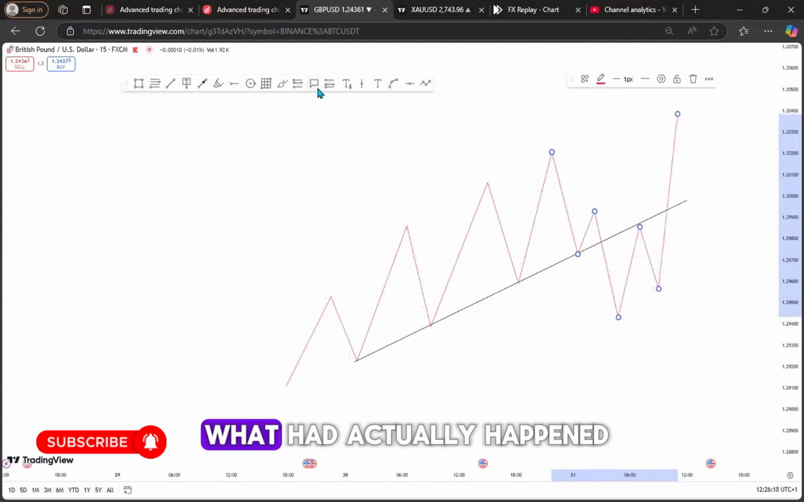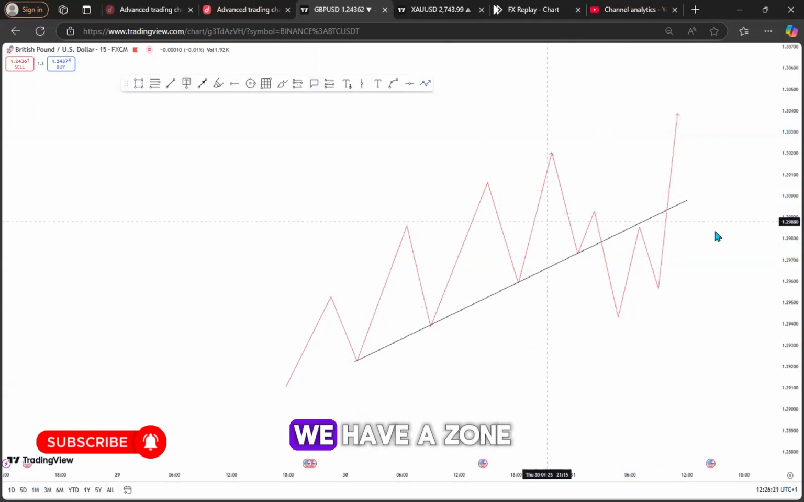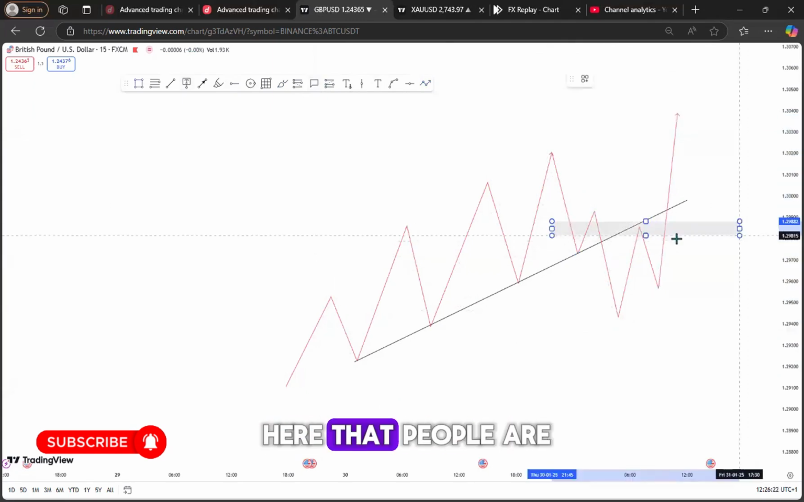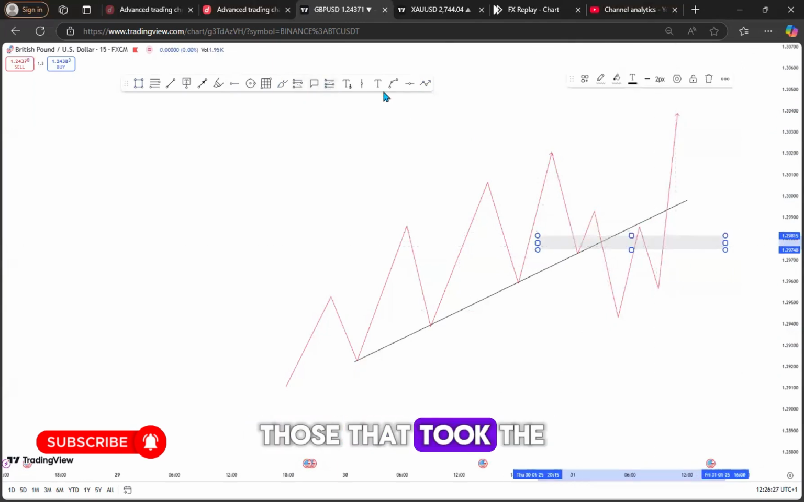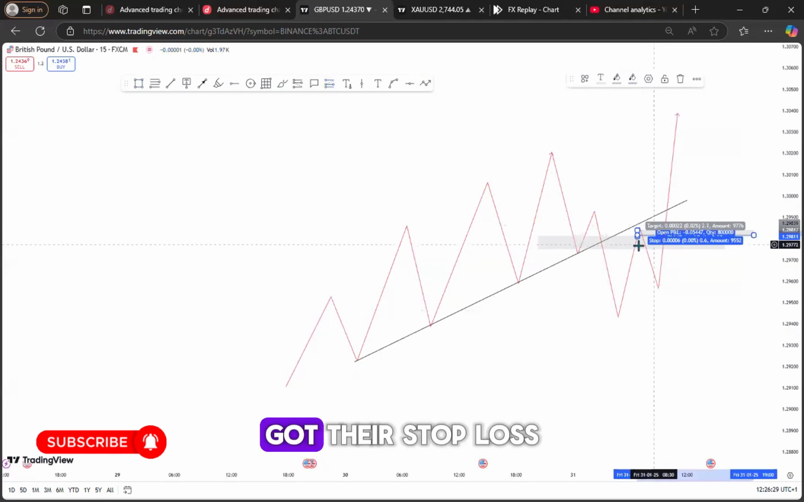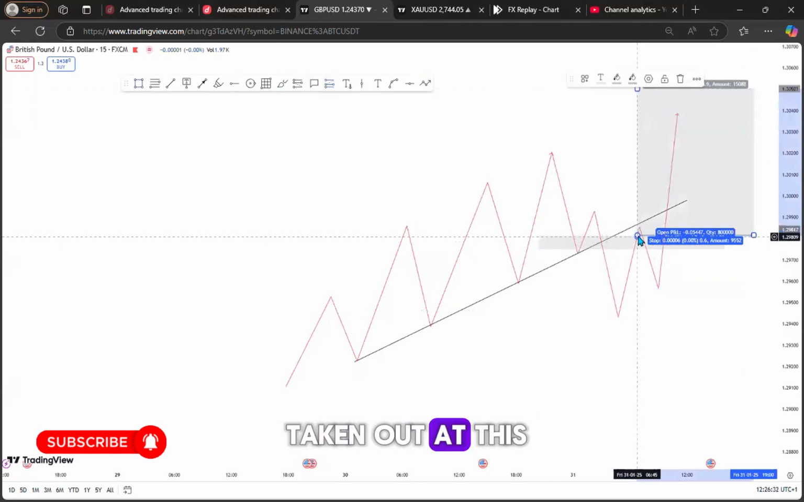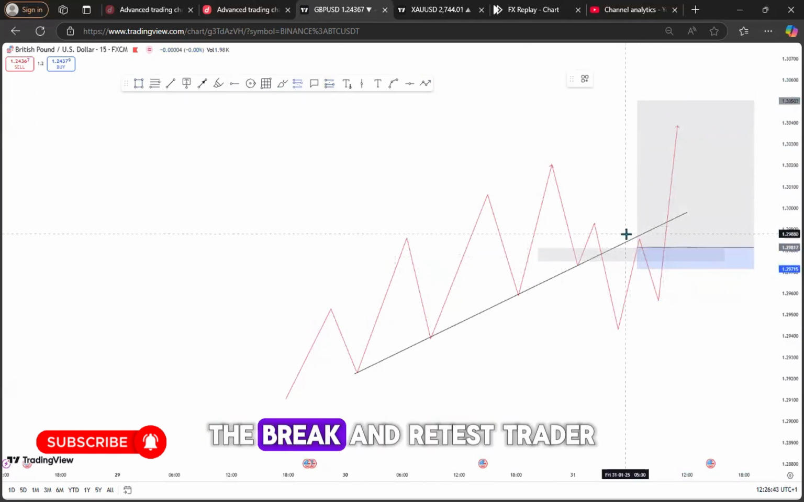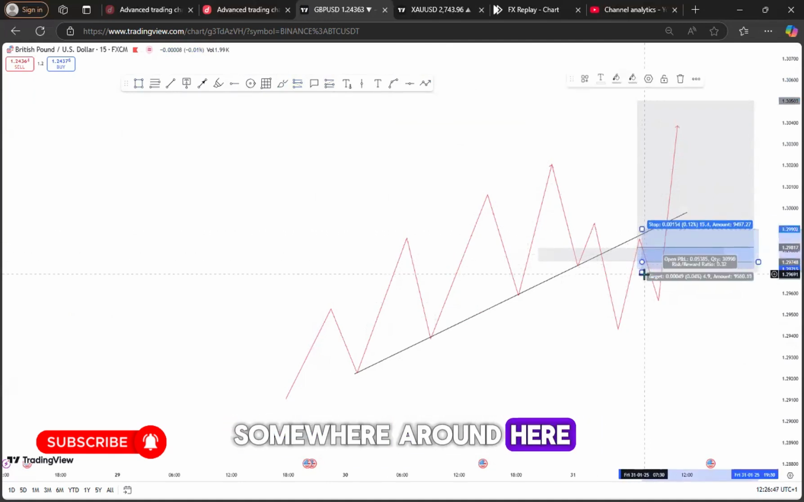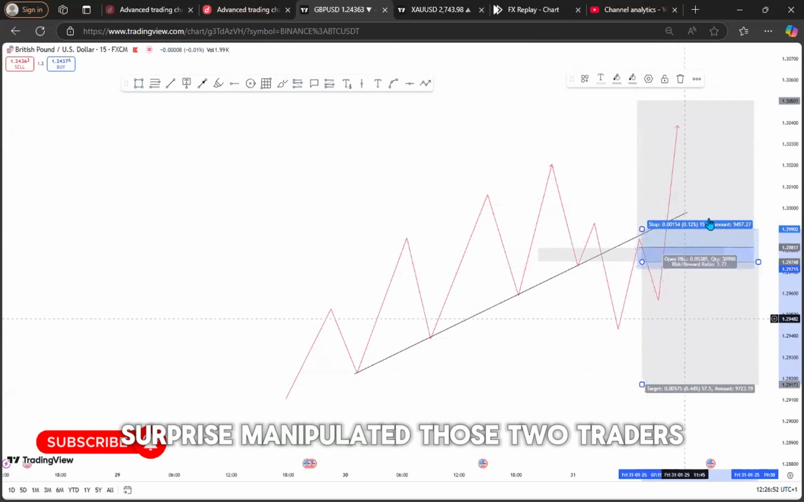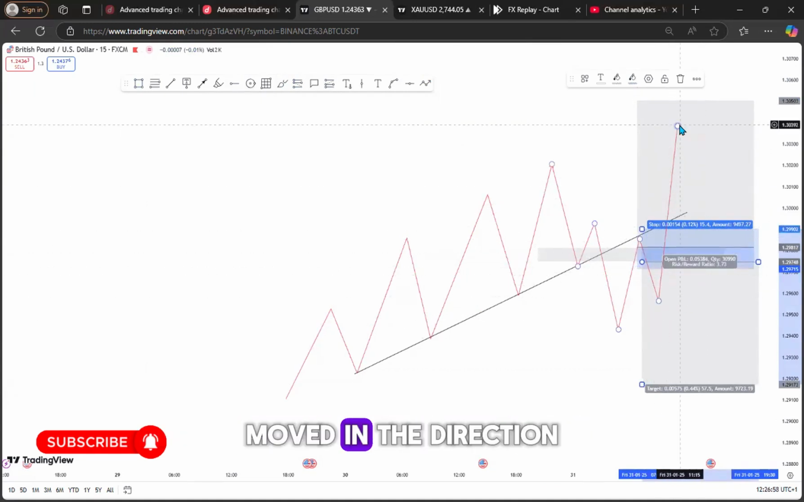Now, in this case, what had actually happened? We have a zone here that people are looking to buy and they are looking to sell from. Those that took the trend line got their stop loss taken out at this level here. The break and retest trader also had their stop loss somewhere around here. So price manipulated those two traders and eventually moved in the direction that it wants to actually go to.